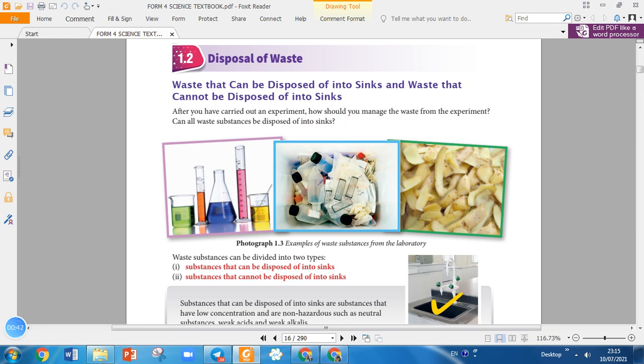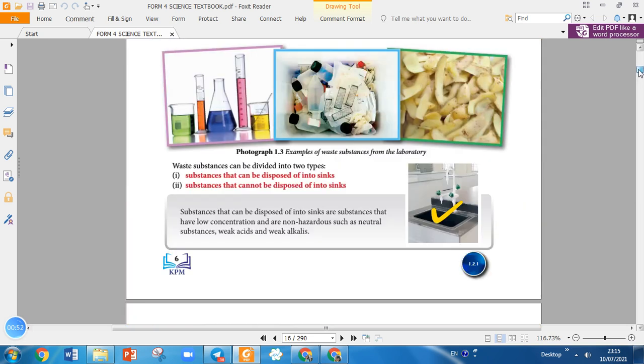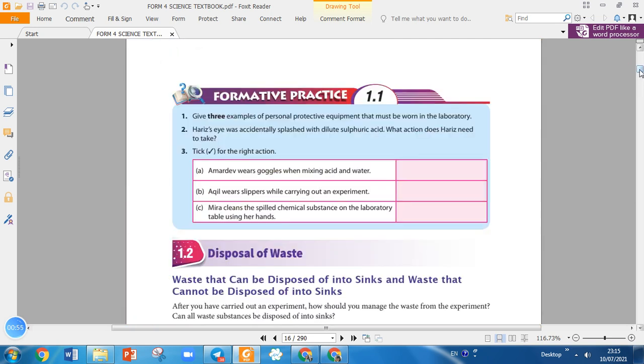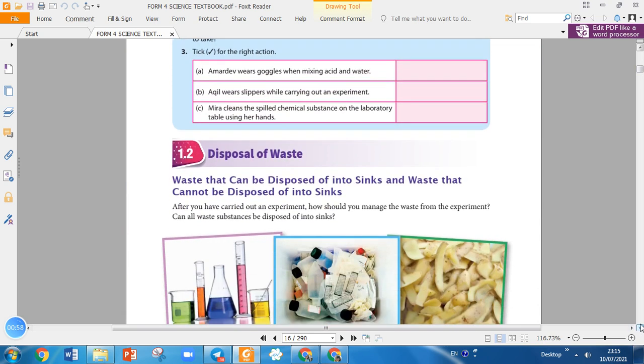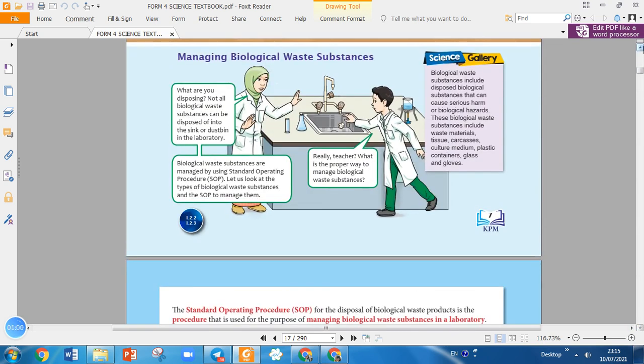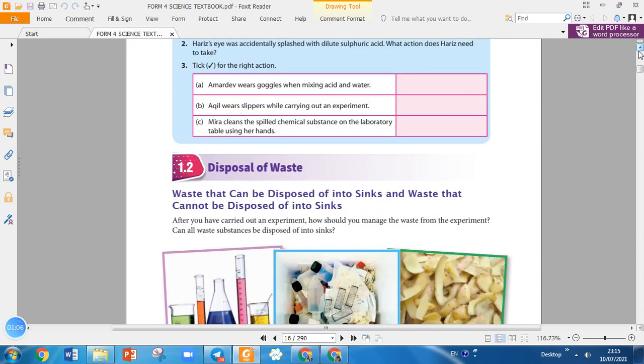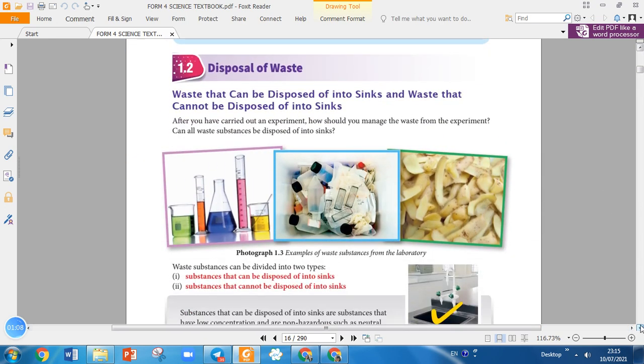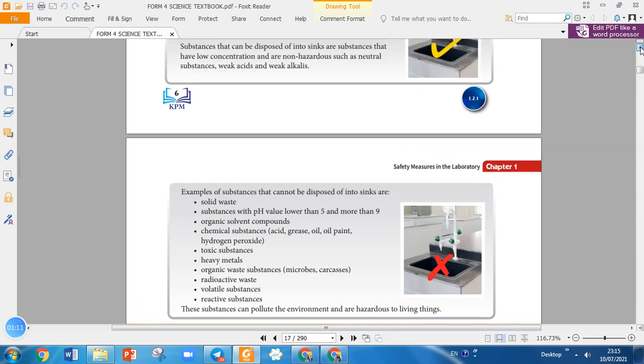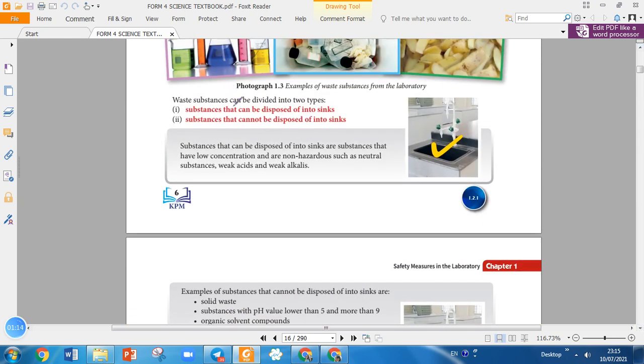If you look at the types of waste shown in Photograph 1.3, there are a lot of waste substances that have to be handled carefully before you dispose of them, especially into the sink, to prevent blockage of the sink. Waste can be divided into two: substances that can be disposed of into sinks, and substances that cannot be disposed of into sinks.